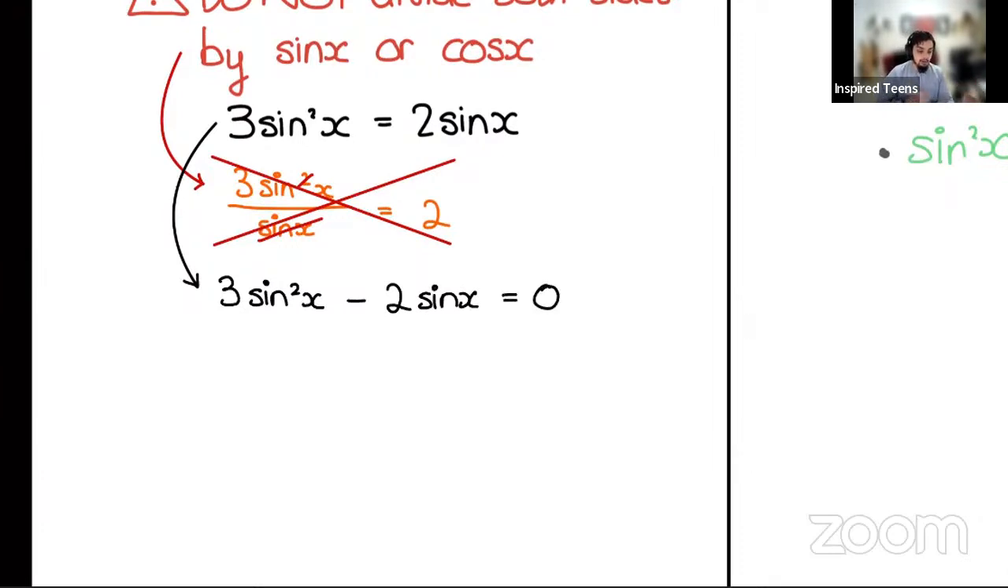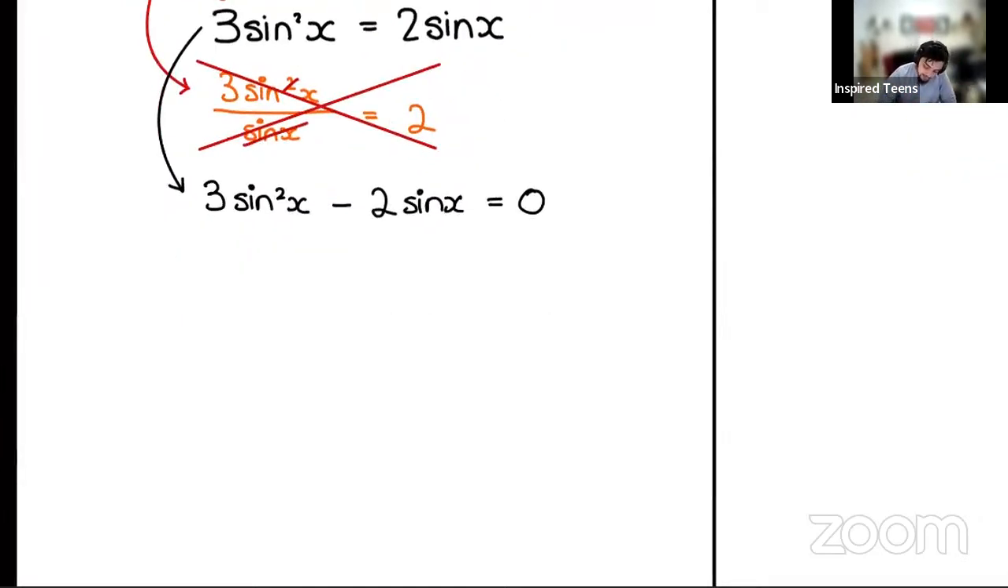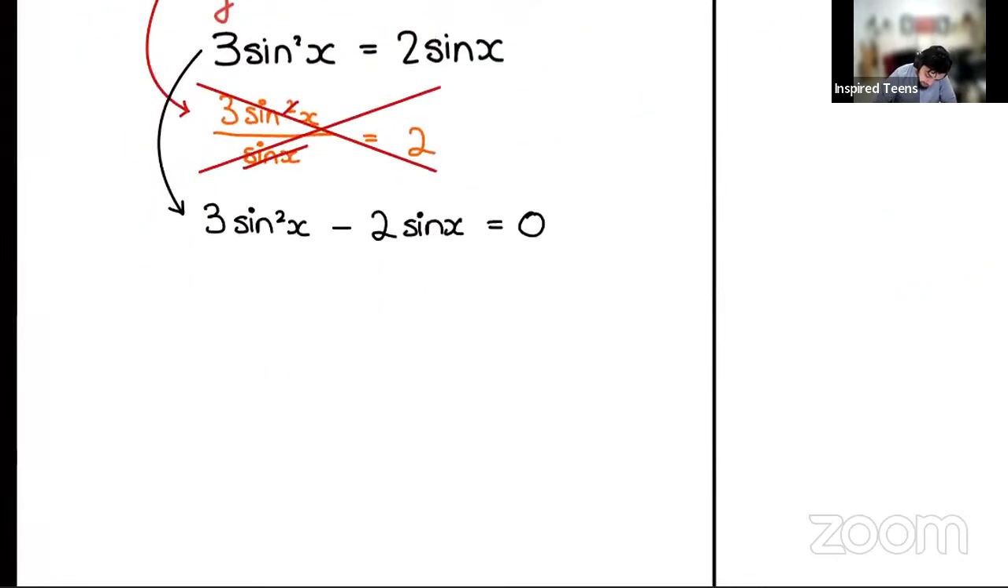Okay, so what I did here was I took the 2 sine x over to the left, and because I took it over to the left, what's left on the right hand side is 0. Now I can take a common factor. What color is common factor? In blue, so we write blue. I take a common factor of sine x. And what am I left with? I'm left with 3 sine x minus 2 is equal to 0.